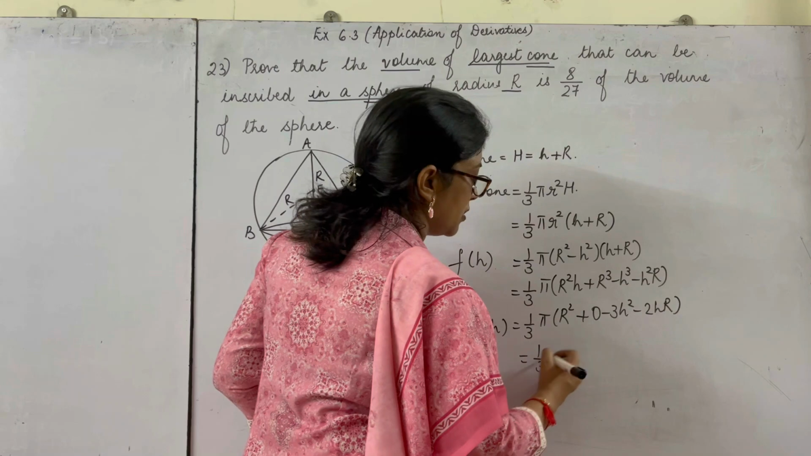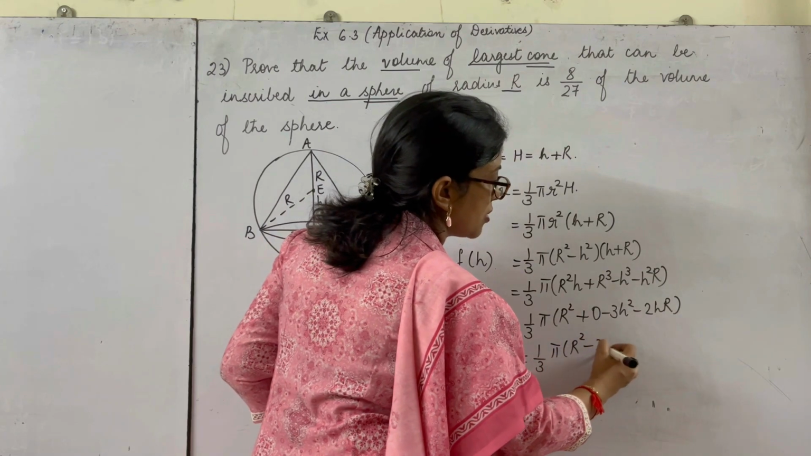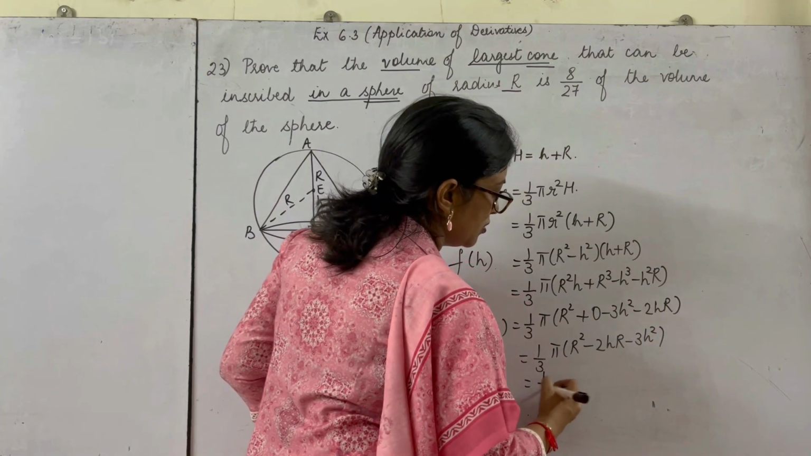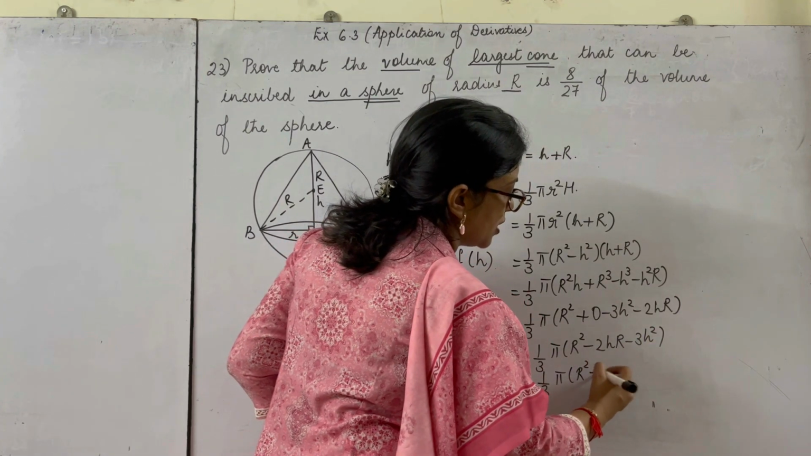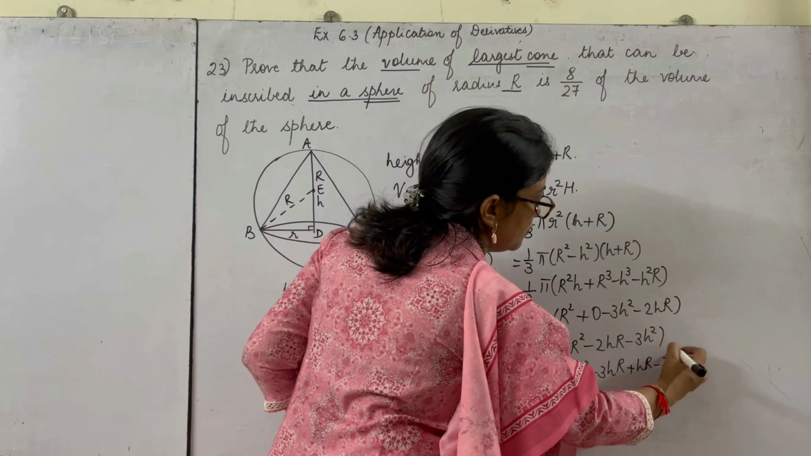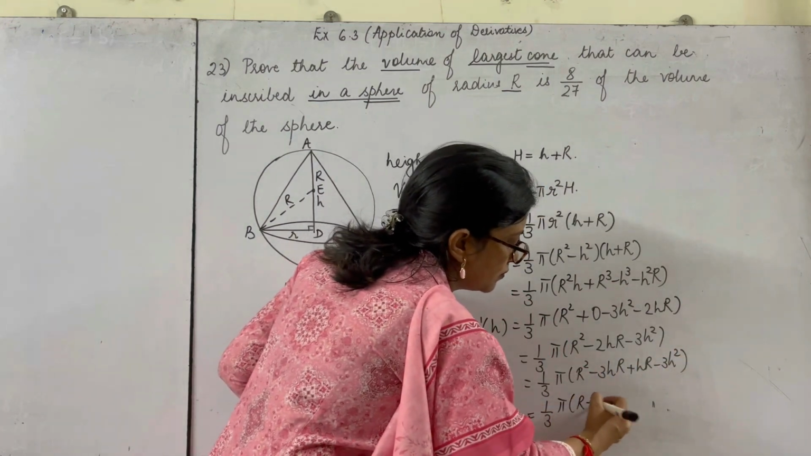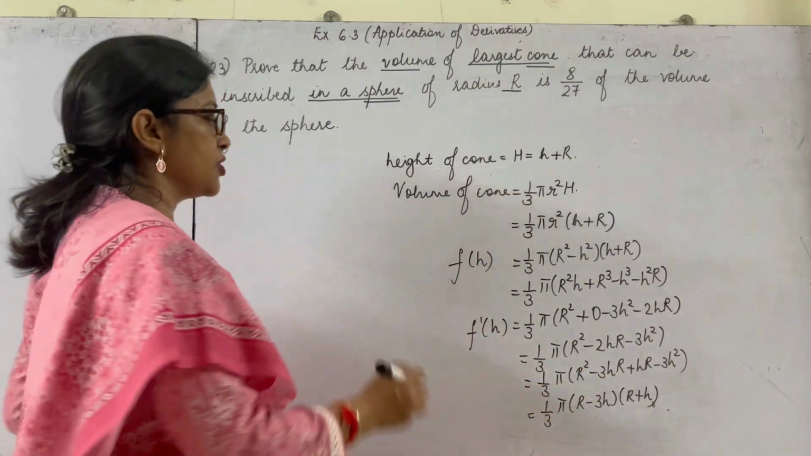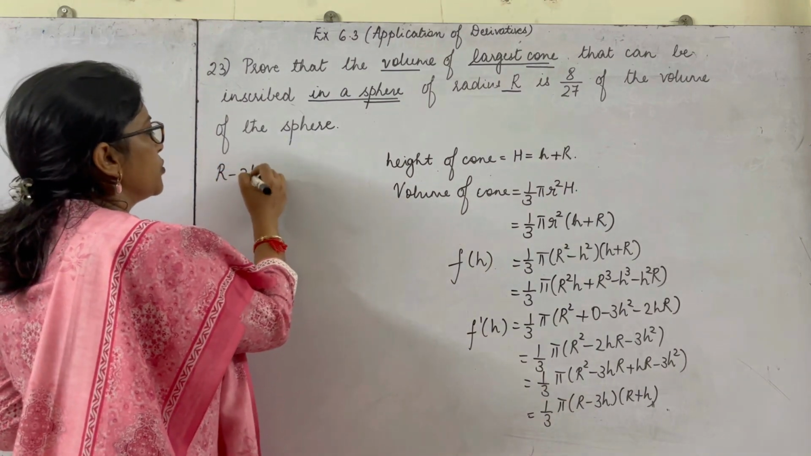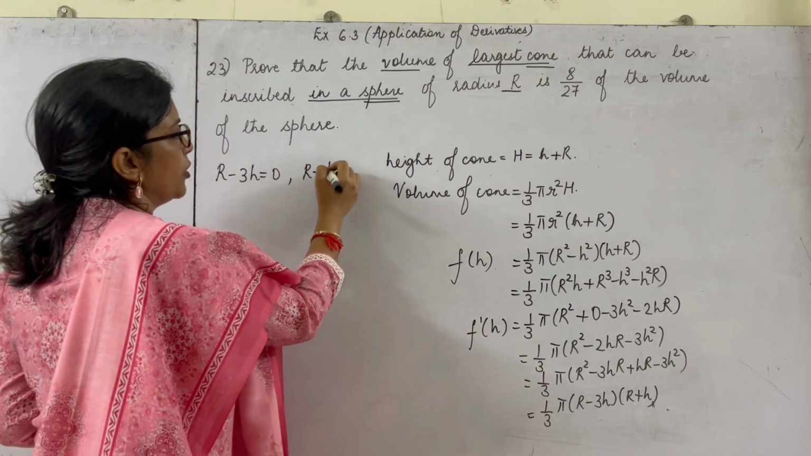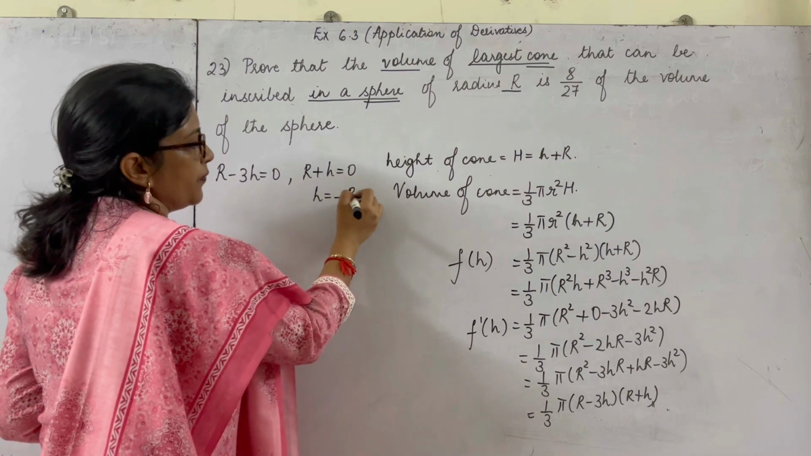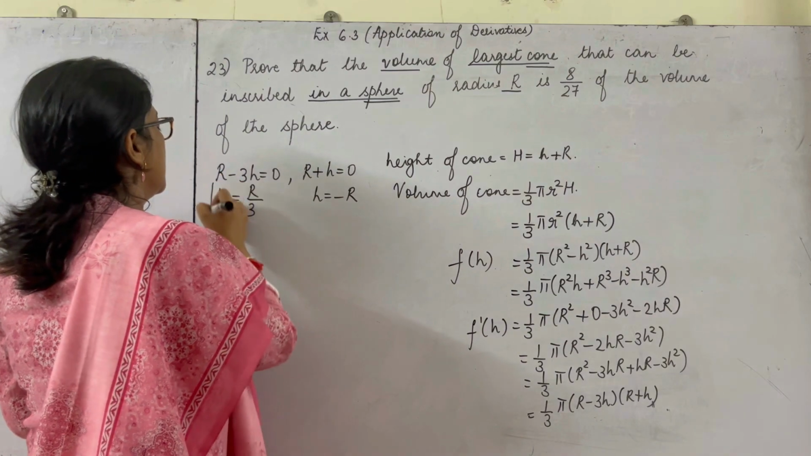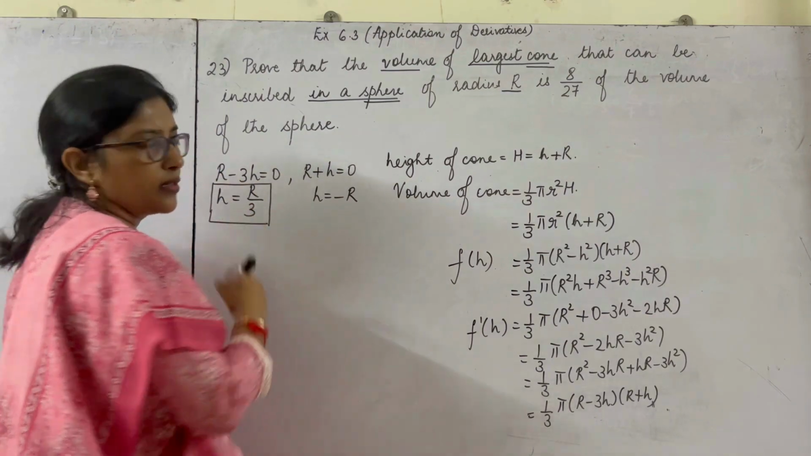So we have 1 by 3 pi. Now this is a quadratic in h. We need to factorize this in order to find the critical point. So let's factorize. The factors are R minus 3h and R plus h. So equating both of them to 0, in order to find the critical point, we have h as minus R, which is not possible, and h as R by 3. So we'll take h as R by 3 as the critical point.